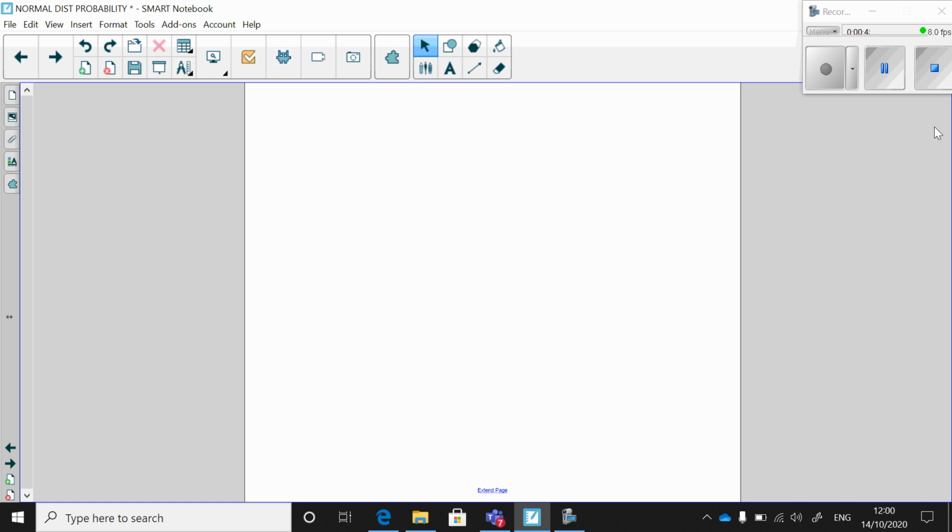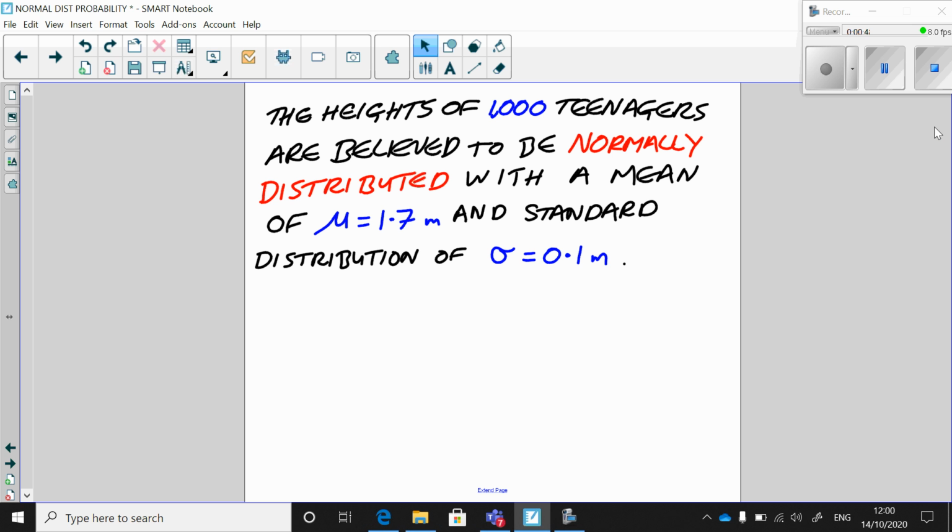Okay, so we're just going to go for another example here. We have 1,000 teenagers, and it says their mean height is about 1.7 meters and a standard deviation of 0.1 meters. So if we go 0.1 either side of the mean, that's between 1.6 meters and 1.8 meters. What we're saying here is 2/3, or 68%, of these teenagers lie within that range. Okay, so there's the information, and here's the question.